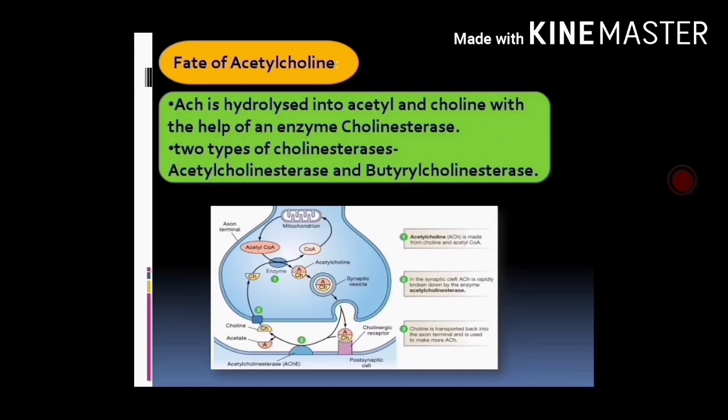Now, the fate of acetylcholine. After this neurotransmitter combines with the specific receptors on the postsynaptic membrane, its action has to be terminated. So, what happens is, acetylcholine gets hydrolyzed into acetate and choline with the help of the enzyme cholinesterase. There are two types of cholinesterases. These are acetylcholinesterase and butyrylcholinesterase.